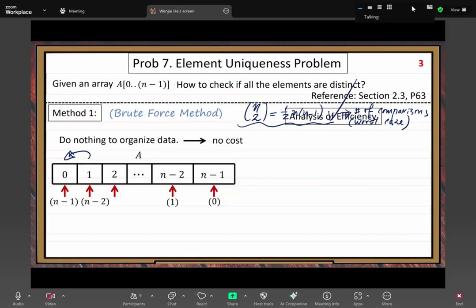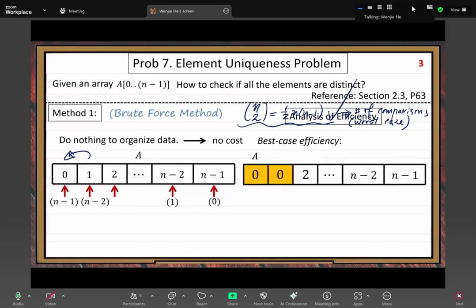And the efficiency, best case, one comparison. Because in the best case, we are very lucky. The first two elements you check happen to be the same. So then you're done. Your function can return true or false based on the definition. If you set uniqueness as true, then the result is false, because it is not unique here. That is the best case.